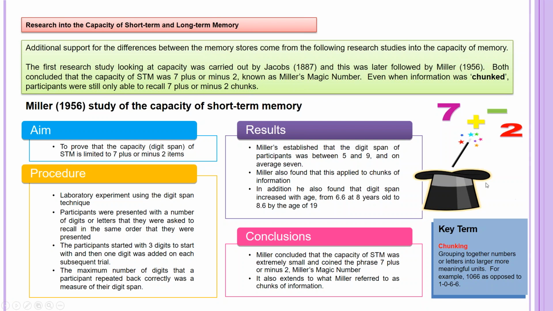Results: Miller established that the digit span of participants was between 5 and 9 and an average of 7. Miller also found that this applied to chunks of information. In addition, he also found that the digit span increased with age from 6.6 at 8 years to 8.6 at 19 years of age. Conclusion. Miller concluded the capacity of short-term memory was extremely small and coined the phrase 7 plus or minus 2, Miller's magic number. It also extends to what Miller referred to as chunks of information. Key term here, chunking.